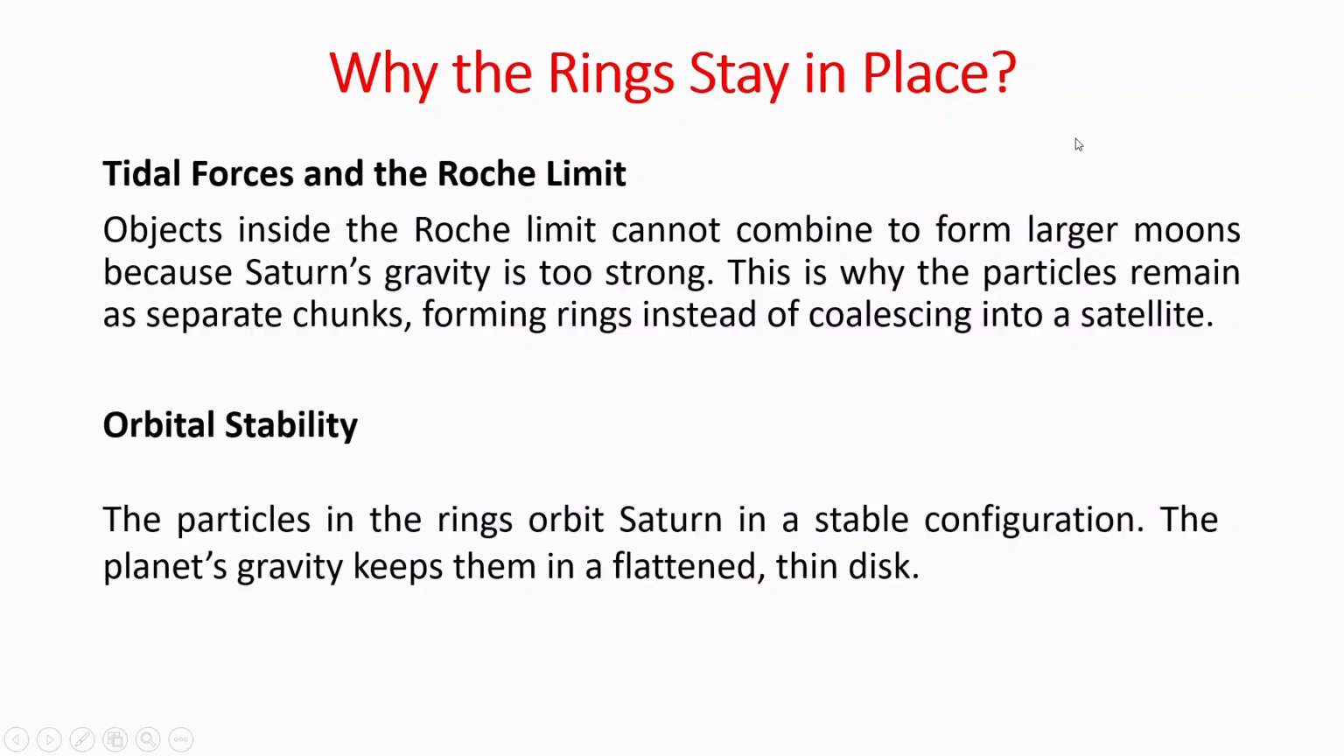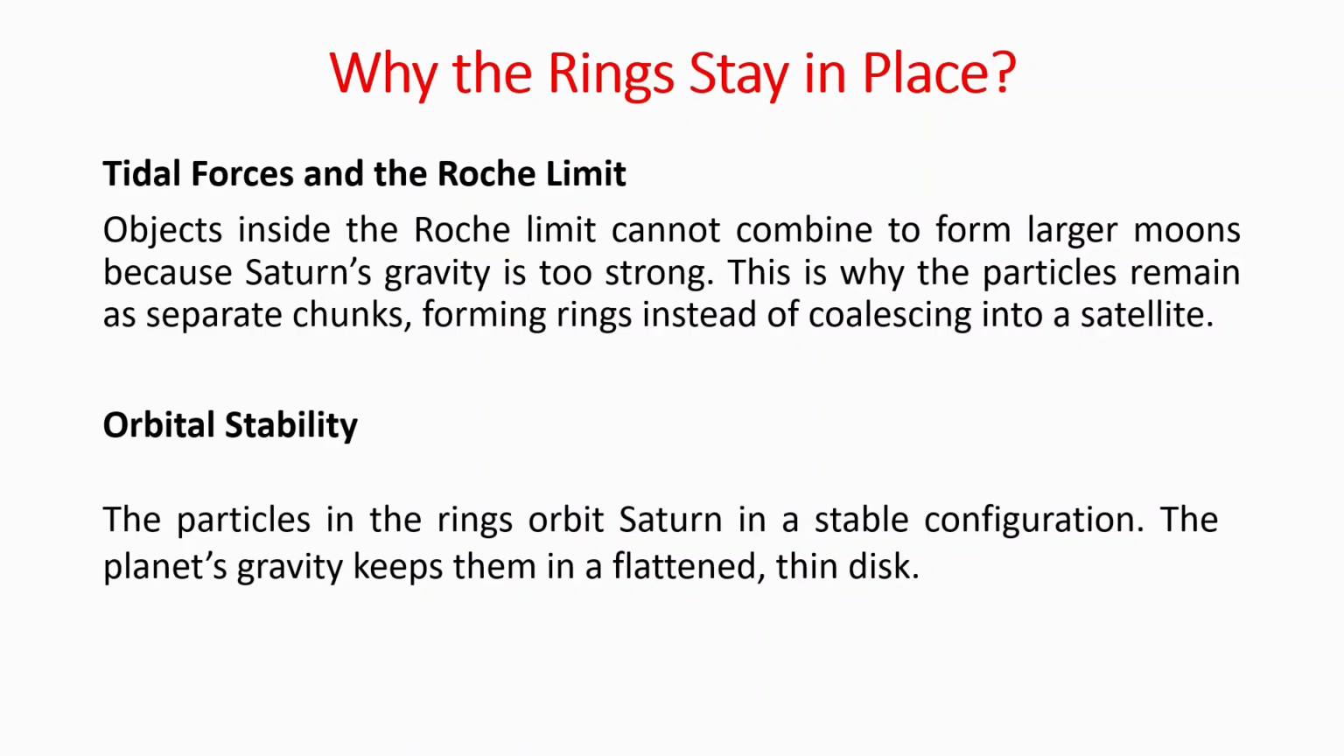So now the question is, why do we observe them as rings? We have learned how the rings could have been formed, but the rings must be stable, and that is why we observe them. So what's the reason behind the stability of the rings? Tidal forces and the Roche limit. Objects inside the Roche limit cannot combine to form larger moons because Saturn's gravity is too strong.